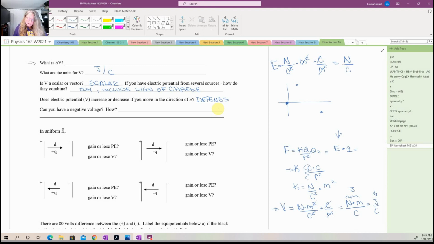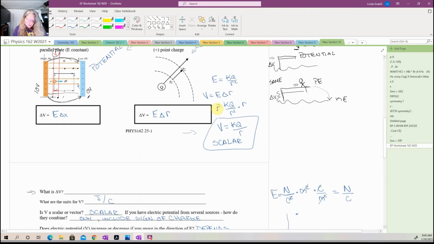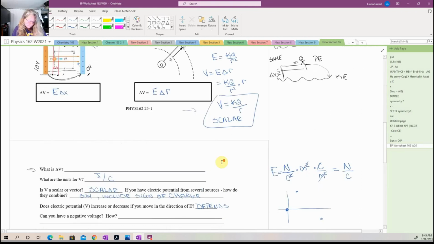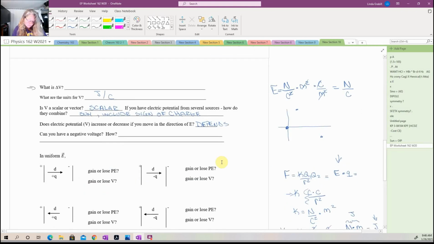But we can see from what we did before, you can have a negative potential depending on if you're gaining or losing, because I have that delta in front of there. So if something is losing potential, I'm going to end up with the negative. If something is gaining potential, I'm going to end up with the positive. So it can be positive or negative.